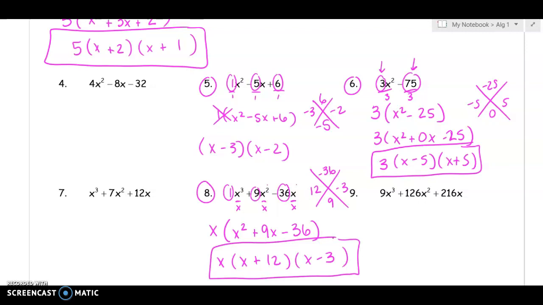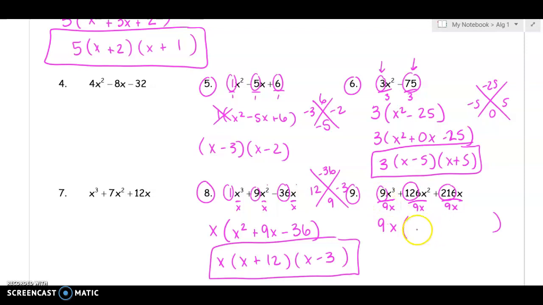Let's look at number 9. This one with the 9, 126, and 216, all three of those numbers can be divided by 9. You can use your calculator if you're not sure, but these all can be divided by 9. So 9 is part of our GCF. They also all have an x. You take the x with the smallest exponent, which would be x to the first. And then we're going to divide each of these by 9x to figure out what goes inside the parentheses.